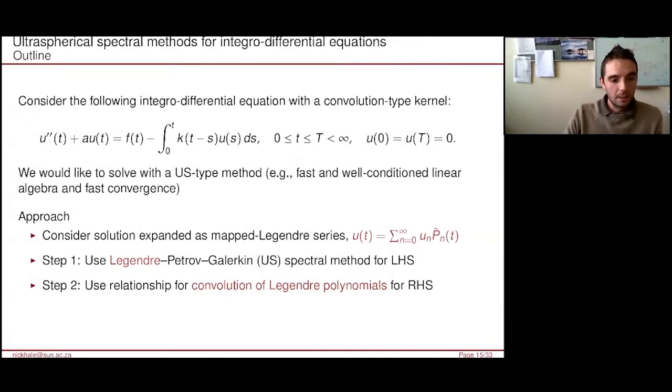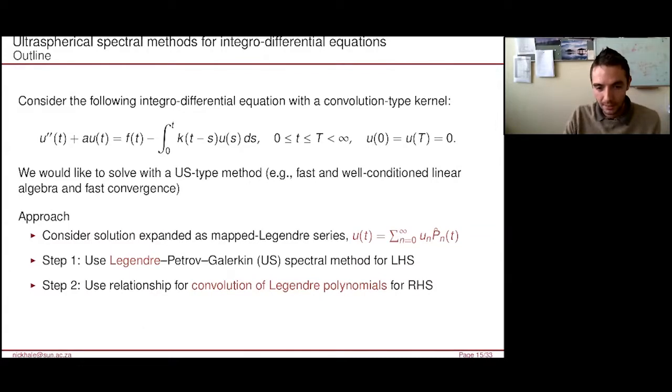Okay, so what do I want to do? I want to come up with ultraspherical spectral methods for these kinds of problems. So what do I want in particular? Well, I want a fast and well-conditioned linear system, so I mean an almost banded linear system, and I'd like fast convergence. Well, I know if I use a Chebyshev series, I would get this. And it turns out I don't want to use the Chebyshev series. The approach I'm going to use here is to use a Legendre series.